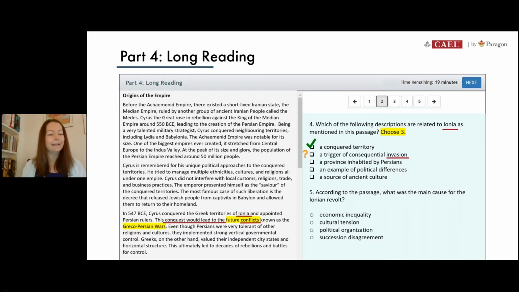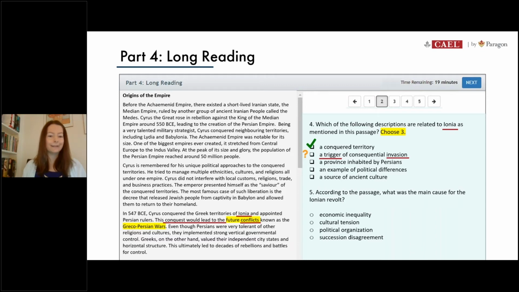So what I'm reading in the text is that the conquest, now the conquest is the conquering of Ionia. That was phrased in the sentence above it. So the conquering of Ionia, it says, would lead to future conflicts like the Greco-Persian War. So if conquering Ionia led to the conflict, that's another way of saying it triggered invasions. So once again, these are paraphrased ideas. So ideas that mean the same thing, but they're expressed in different words.